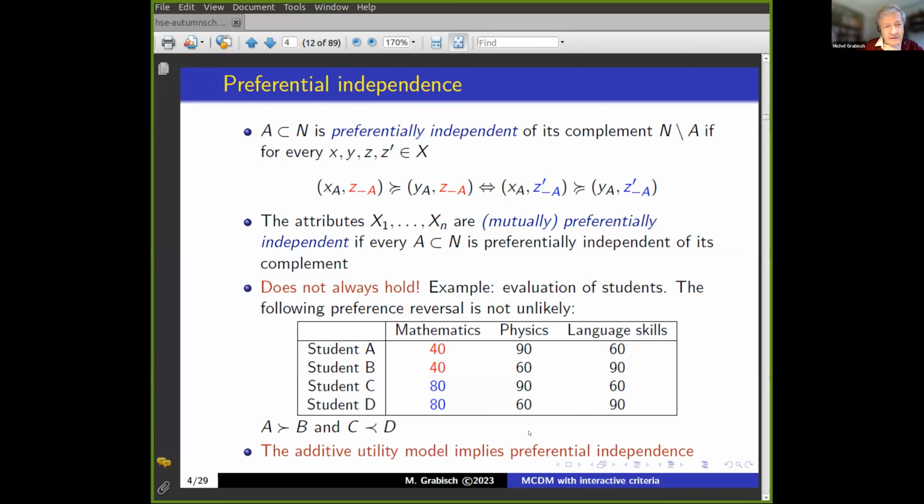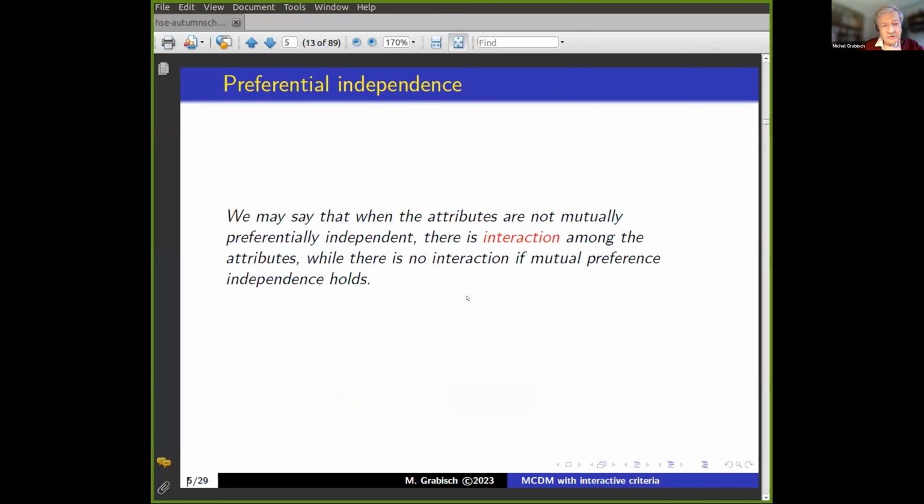Okay. So, given these examples, we may say that when attributes are not mutually preferentially independent, then there is some interaction between the attributes. And if there is no interaction, then there will be mutual preferential independence. Okay, so this is the first attempt of definition, which is summarized here.